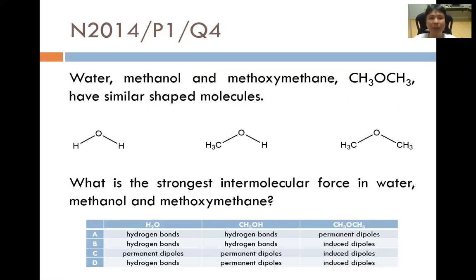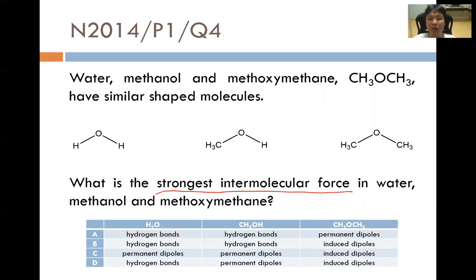November 2014, paper 1, question 4. Water, methanol and methoxymethane, CH3OCH3, have similar shaped molecules. What is the strongest intermolecular force in water, methanol, and methoxymethane? So why do they use the words strongest intermolecular force? The reason is, I've already mentioned to you.